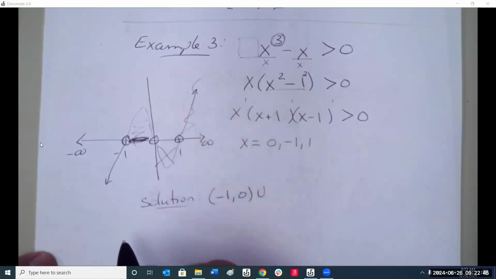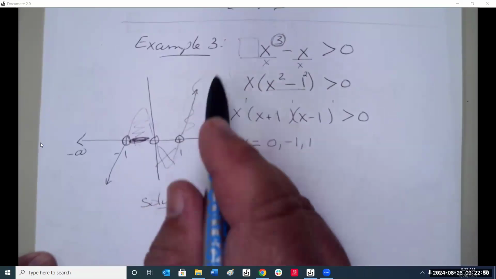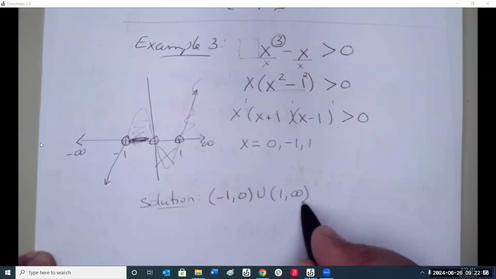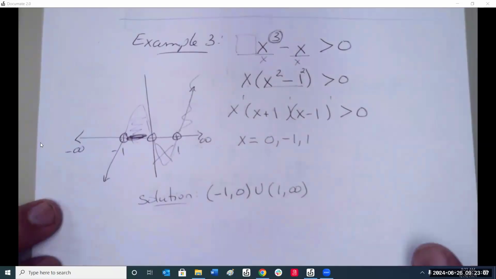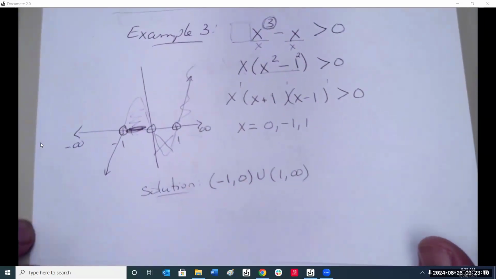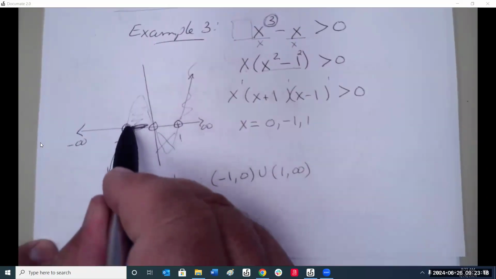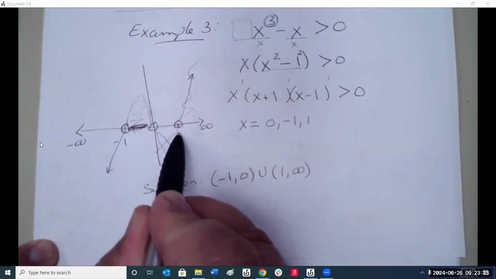Is this above the x-axis? Here's the x-axis. Is that above it? Yeah, it's above it. It goes from where? It goes from 1 to infinity. Don't overthink it. It's just what it is. This one is super simple just looking at it. It's where is the graph above the x-axis? It's above here. It's from -1 to 0. It's from 1 to infinity.